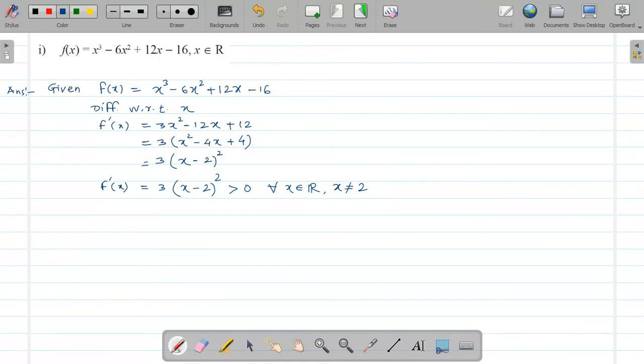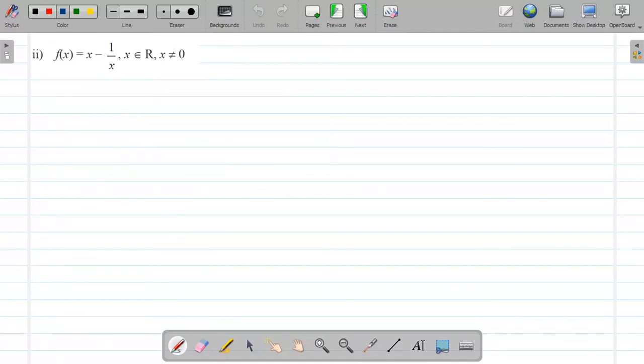So hence, as f dash x is greater than 0, we can write that the given f of x is increasing for all x belongs to R. Okay, so this is the final answer. Okay, now see the next question.